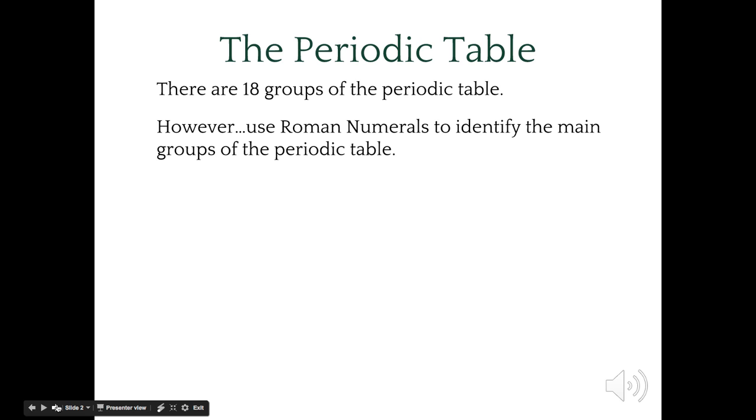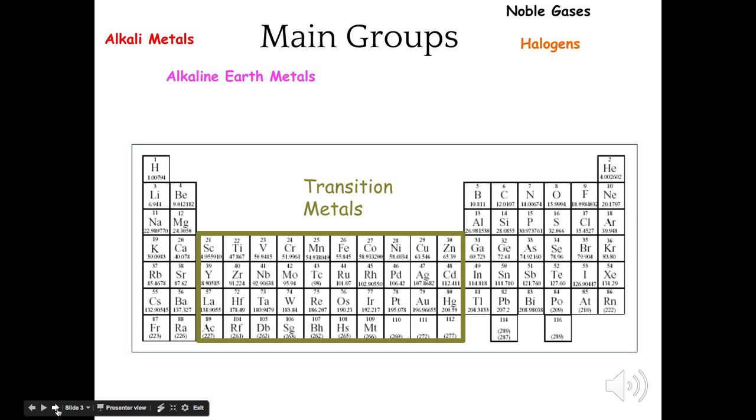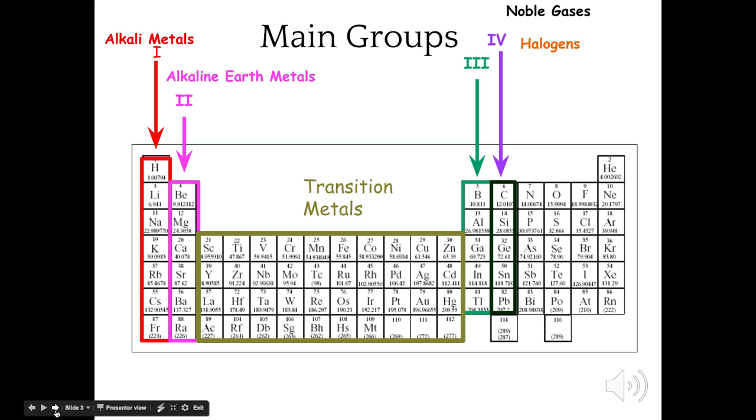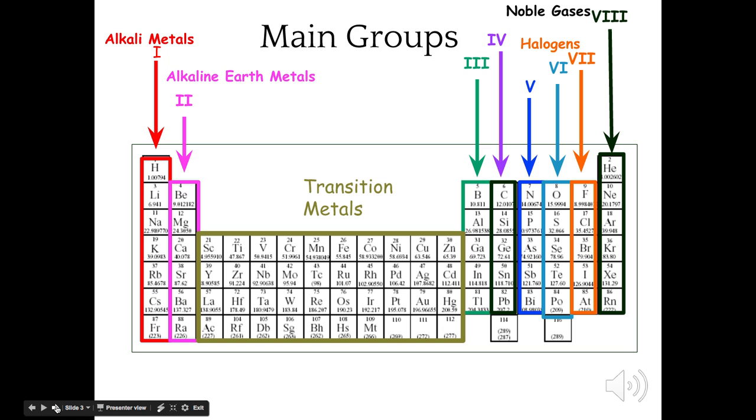total groups. However, when we use the numbers to identify groups on the periodic table, we use Roman numerals, and we use those Roman numerals to identify the 8 main groups. And so the 8 main groups are group 1, which is called the alkali metals. Group 2 is called the alkaline earth metals. We then have main group 3, main group 4, main group 5, main group 6. And then group 7 is known as the halogens. Group 8, those are your noble gases.